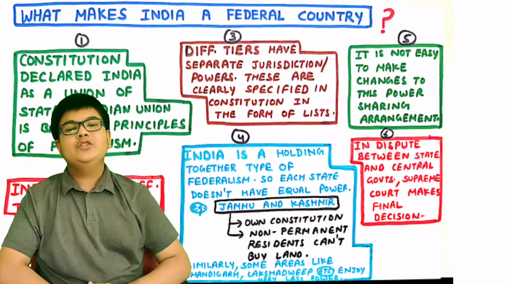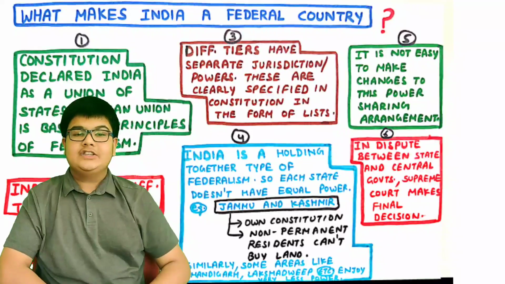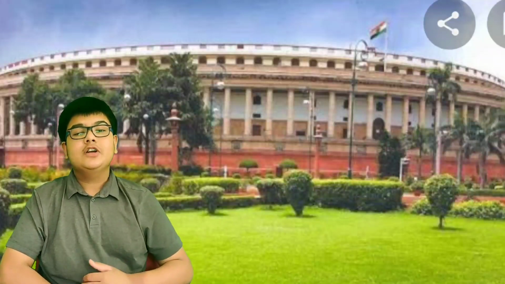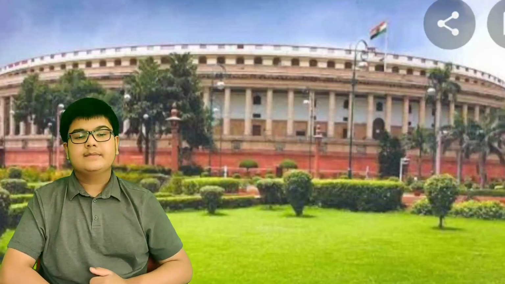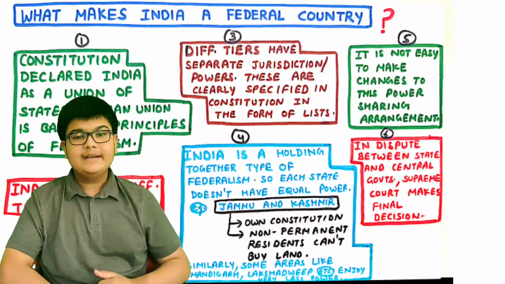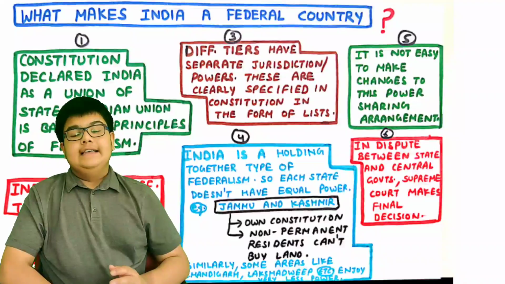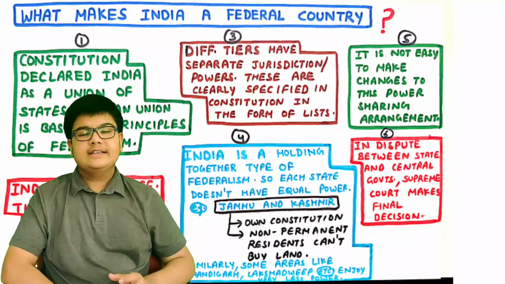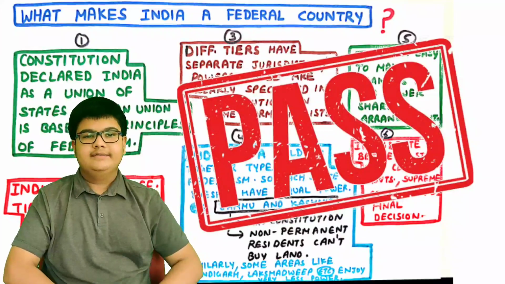Fifth, it is not easy to make changes to this power sharing arrangement. Any change to it has to be first passed by both the houses of parliament with at least a two-thirds majority. Then it has to be passed by the legislatures of at least half of the states. Sixth, in cases of disputes between the state and central government, the Supreme Court and the High Court give the final verdict. So as India follows all the conditions necessary for federalism, India is a federal country.